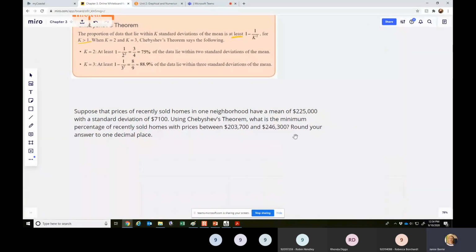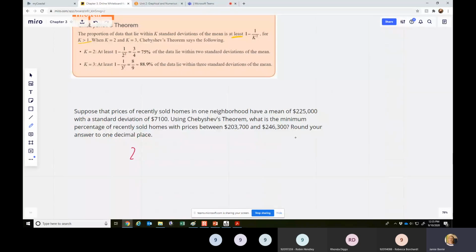when I was looking at this problem earlier, I thought, okay, how would I start this? I would start by thinking, for Chebyshev's theorem, I need to know how many standard deviations I'm working with here. So we need to figure out how many standard deviations below the mean this value is, and how many standard deviations above the mean this value is. All right, so I'm going to show you the nice and neat way to do this.